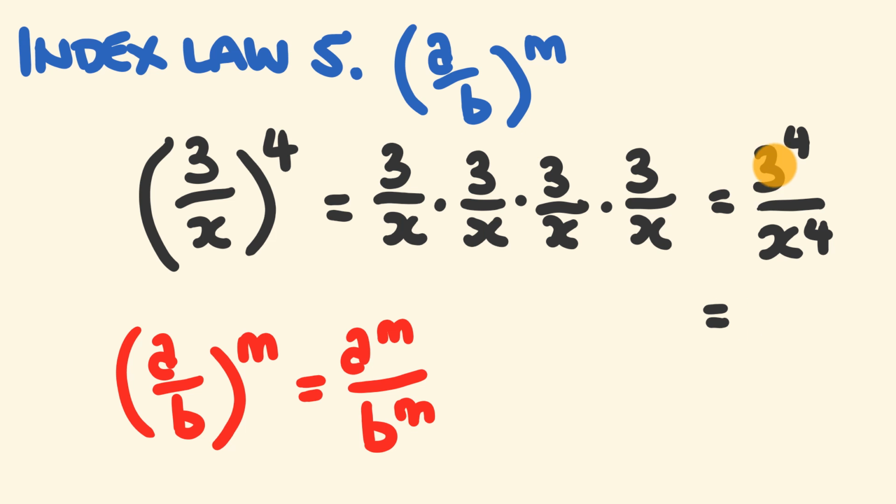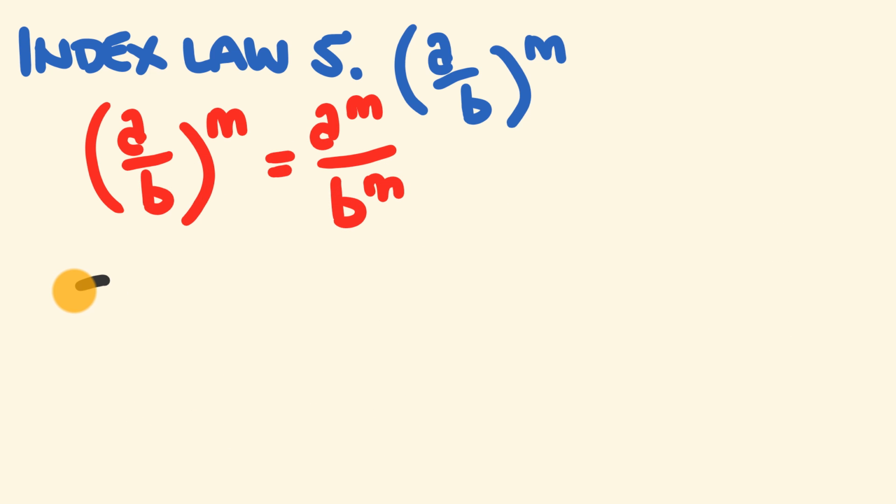This is equal to 3 to the power of 4. That's 3 times 3 times 3 times 3. That's going to be 81 over x to the power of 4. Cool. That's index law 4. Nice and simple. What about a couple more examples?